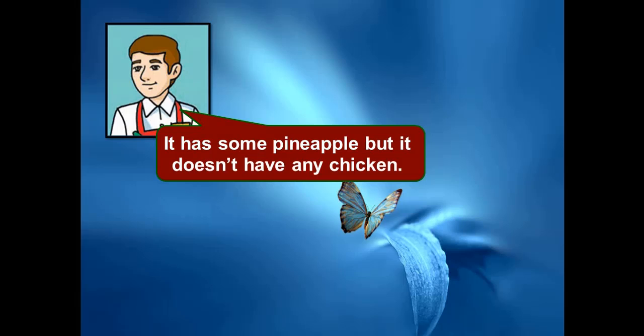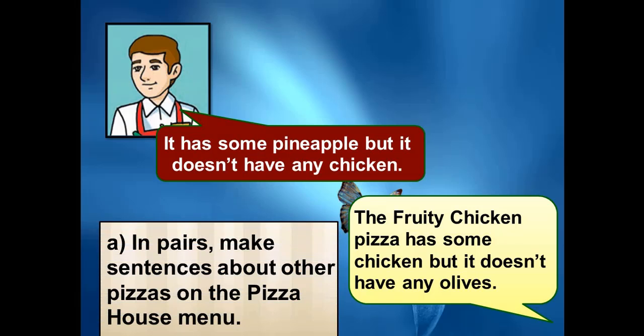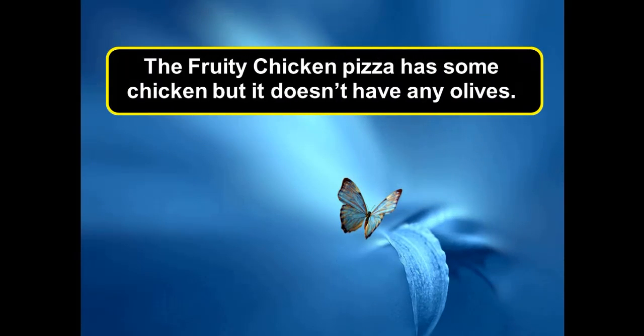Some, any. Some in the affirmative part, any in the negative part. Here the negation is doesn't. It has some pineapple, but it doesn't have any chicken. Of course, for another example, the fruity chicken pizza has some chicken, but it doesn't have any olives. Yes, I want you to write more examples. Think of them. Write the sentences, yes. This one is solved.